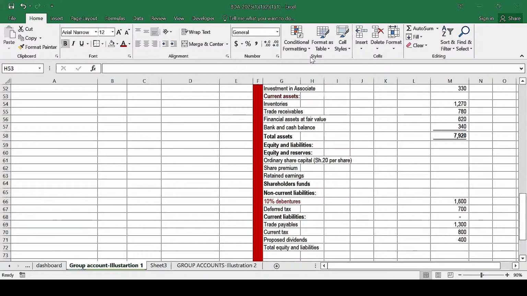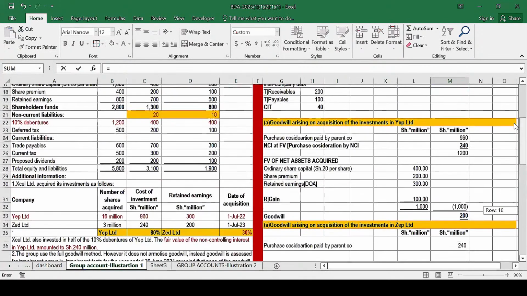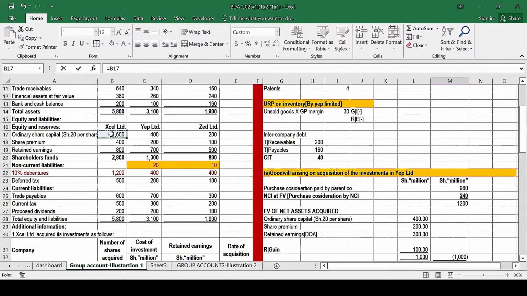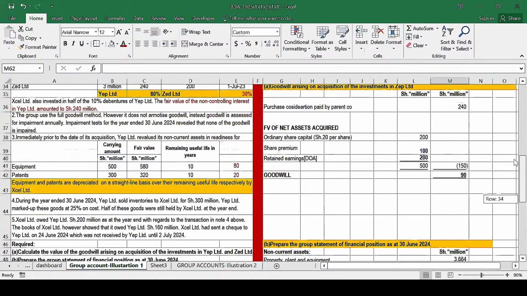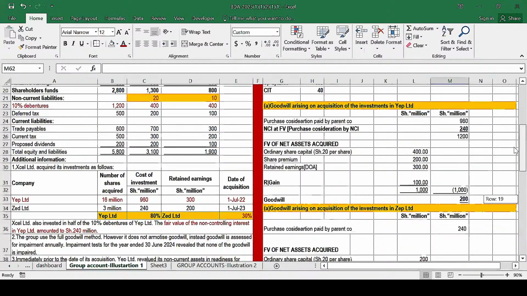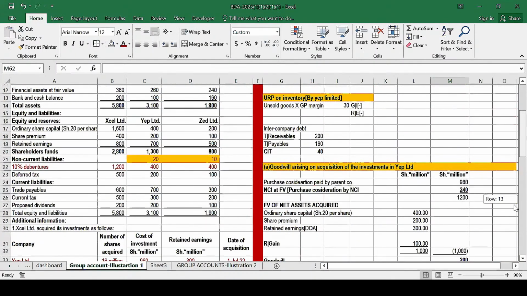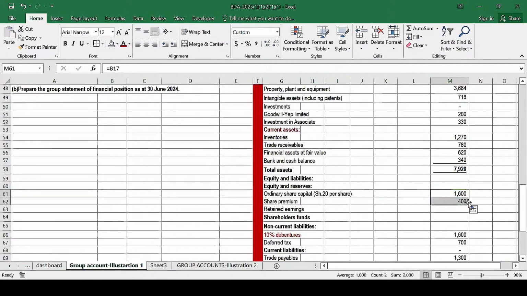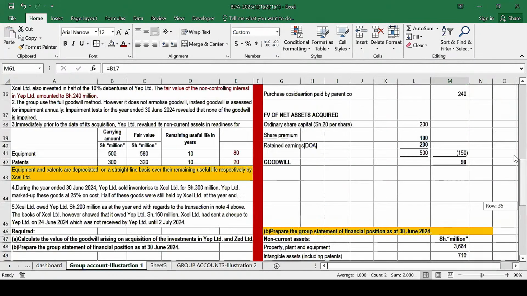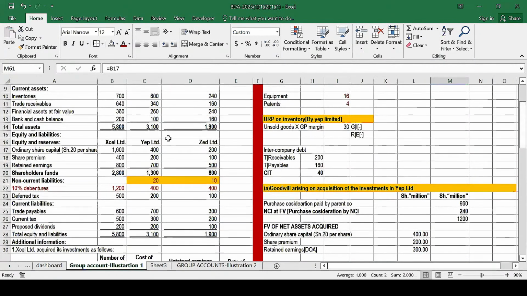Okay, sawa. So let's now move to equity. Equity, remember, we said items we don't consolidate directly. For example, ordinary share capital, we only take that of the parent. The reason being, that of the subsidiary has been used in the computation of goodwill. Anything we have used in the computation of goodwill, we don't include it here. It's the same case with the share premium. We will pick that of the parent, which is basically 400.